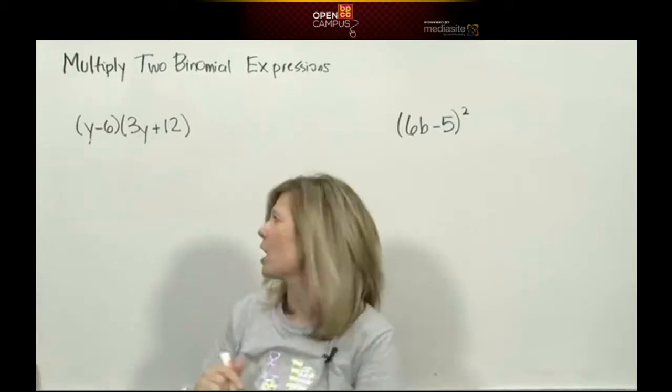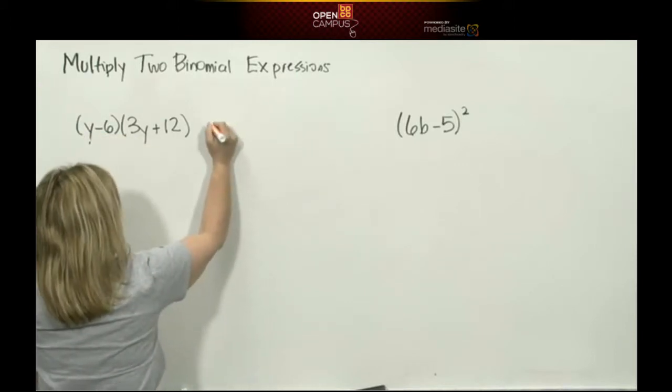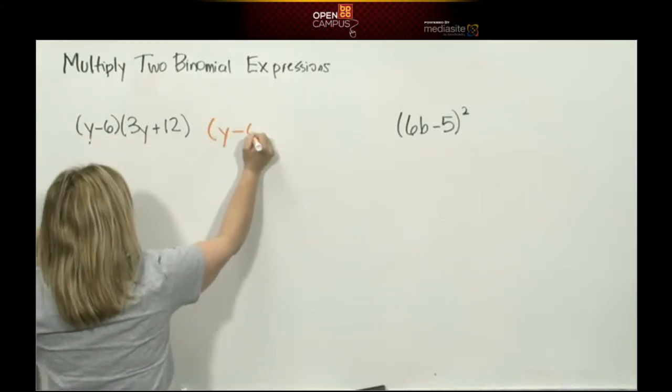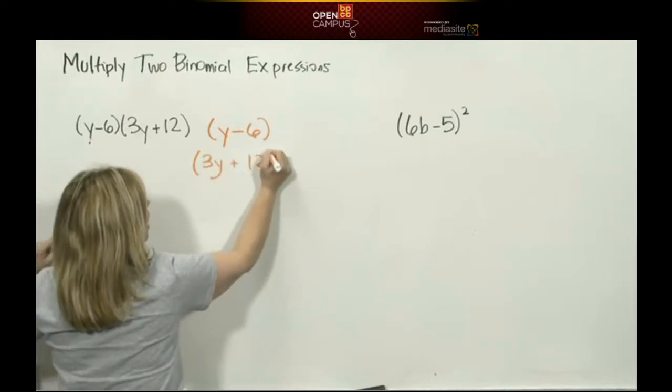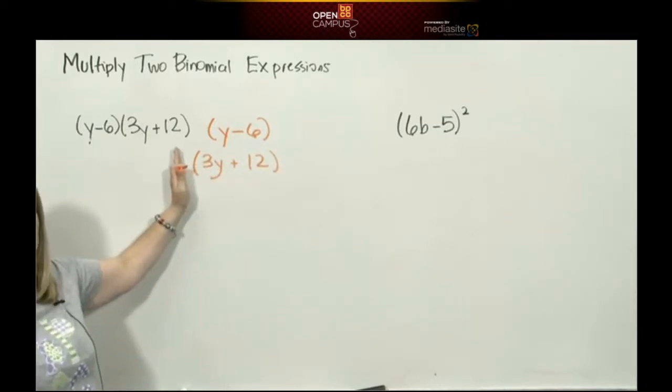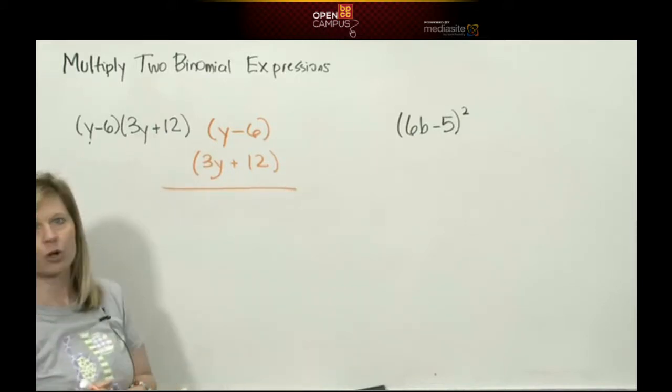Line your binomials up vertically. It doesn't matter which one you line up first, so I do them in order. I'm going to put the y minus 6 first, and then I'm going to put the 3y plus 12. I'm going to leave them in parentheses so I know I'm multiplying. Now, it becomes third grade math.